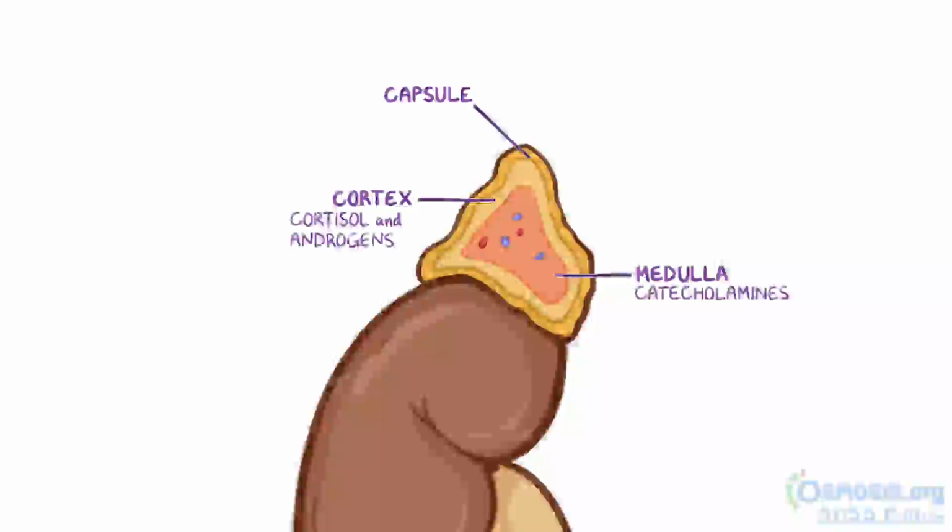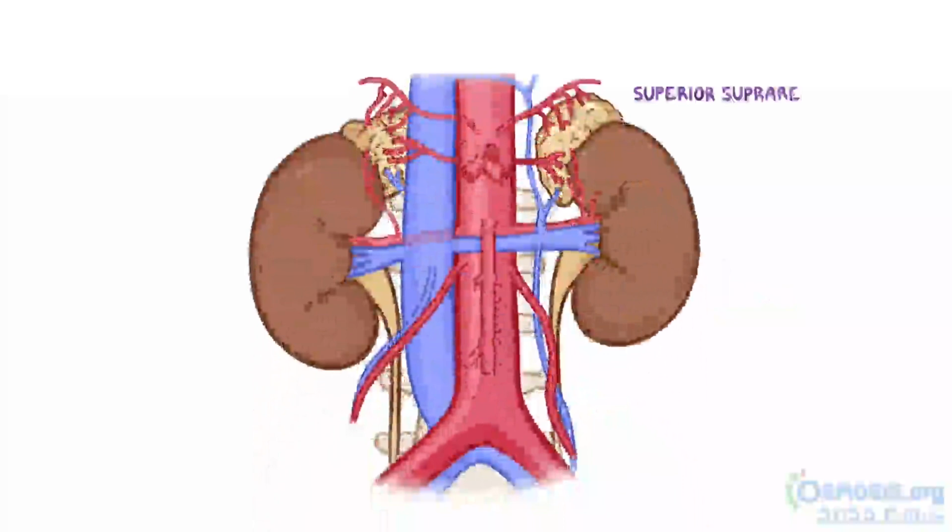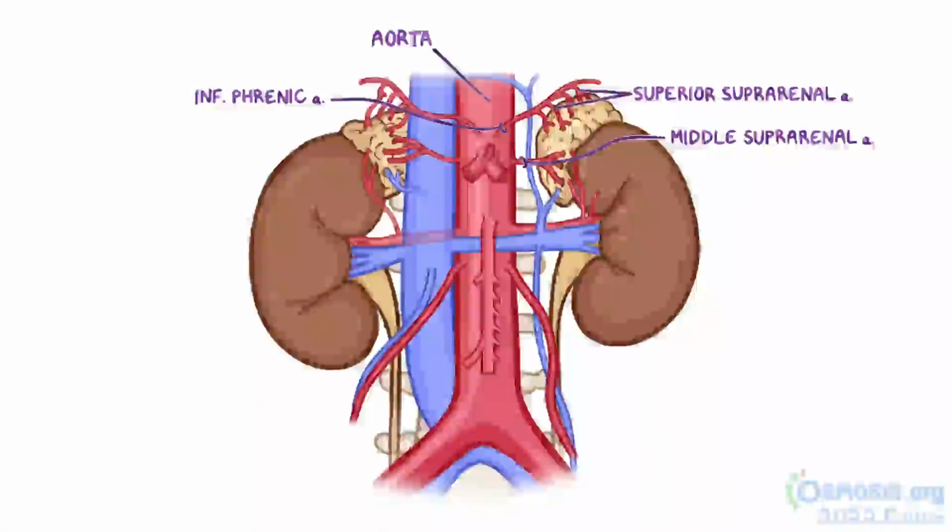Now, the blood supply to the suprarenal glands is provided by three main arteries: the superior suprarenal artery arising from the inferior phrenic artery, the middle suprarenal artery arising from the abdominal aorta, and the inferior suprarenal arteries, which arise from the renal arteries.